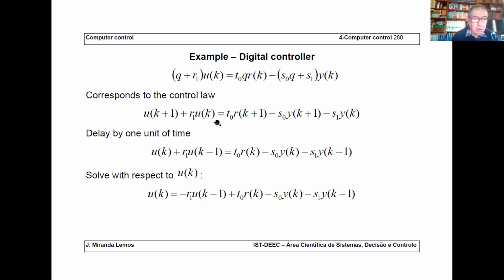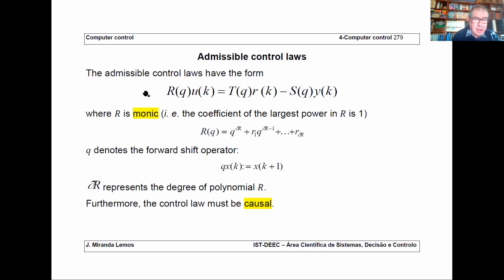Now, of course, you must know what is the order of these polynomials and what are these coefficients, okay? So that is what we are going to learn. For the moment, I would like you to just understand that when you write your controller in this form, you can translate it in a very clear way to something that you can implement in a computer.